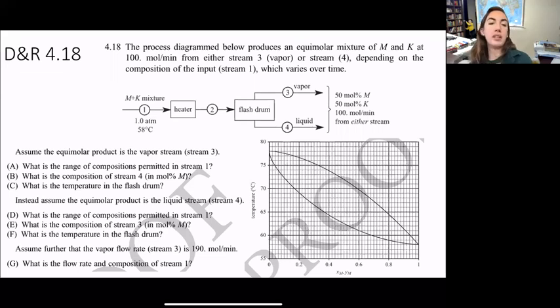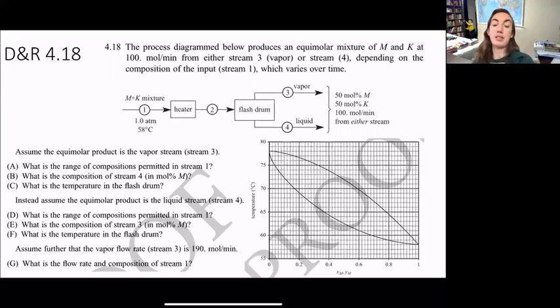So what we're doing is we're first assuming that this equimolar product, the stream that has 50% M, is the vapor stream, and we're going to answer some questions about it. What are the possible range of concentrations that could be our feed stream? What's the composition of the other stream, and what's the temperature in the flash drum?